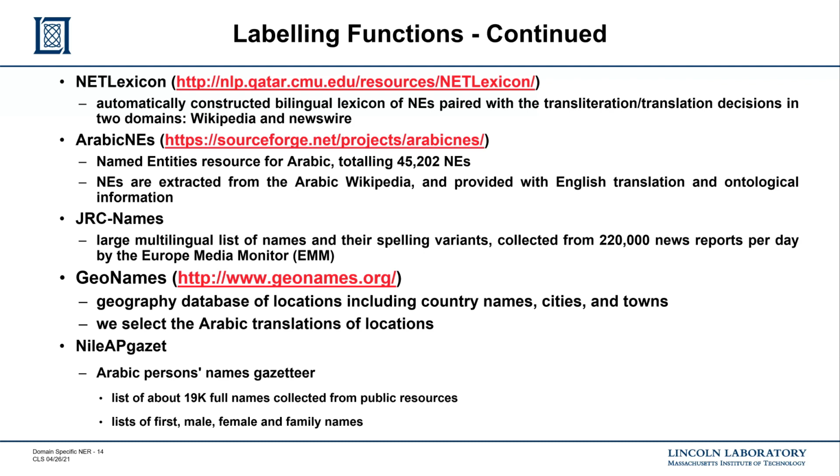And I believe the last one is the Nile AP Gazette. That's an Arabic person's names gazetteer. It has 90,000 full names collected from public resources, but it also has a list of first male and female names, and then a separate list of family names.